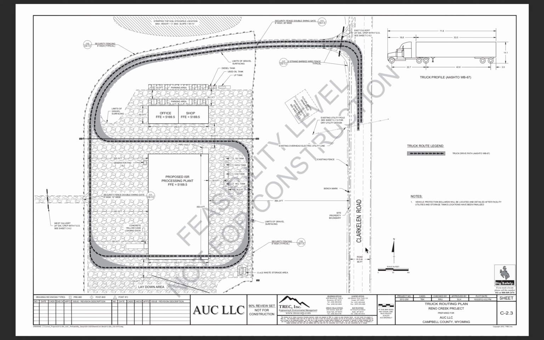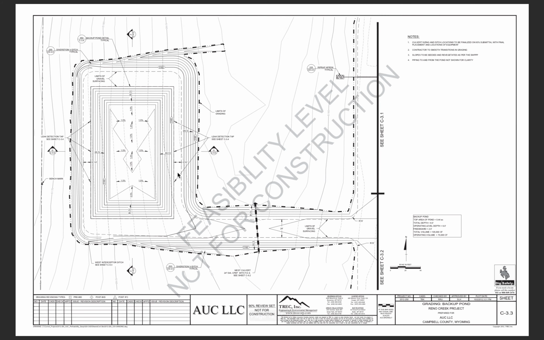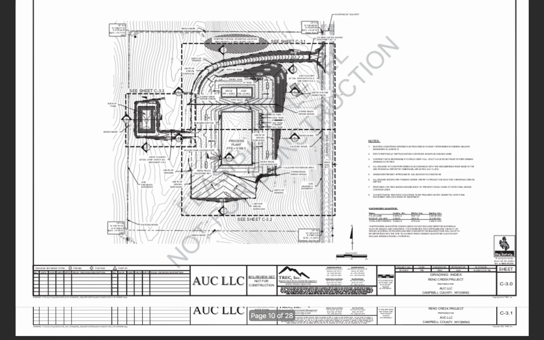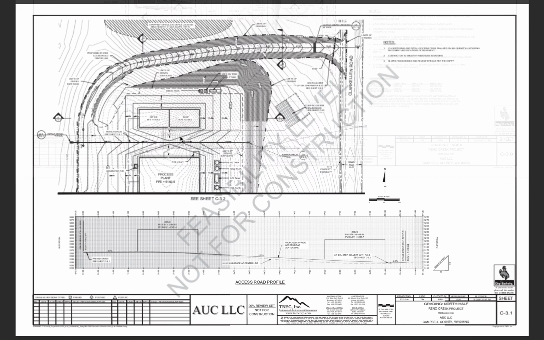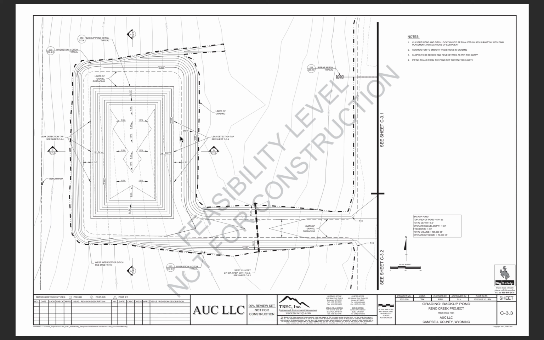Continuing on through the sheets, I wanted to look at some elevation grading. So if we look back through here, we begin at C3.0 and then C3.1, C3.2, etc. Every 3 number refers to a grading. So right here we're looking at the grading for the backup pond. So we have current contour lines of what the elevation is and then what we want to do to grade down to make this pond.